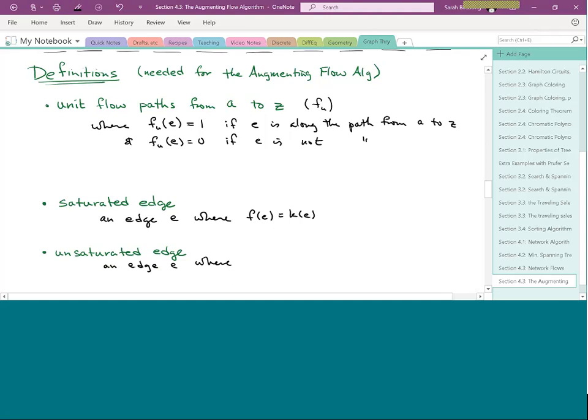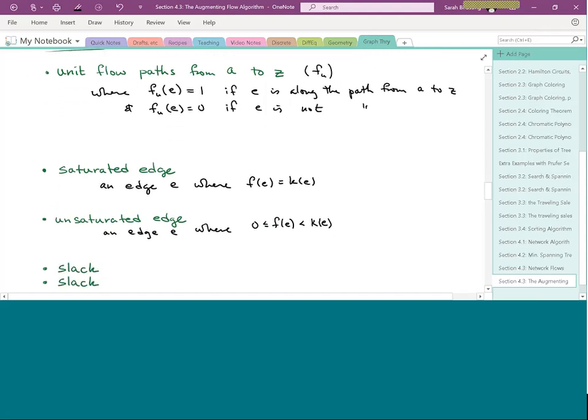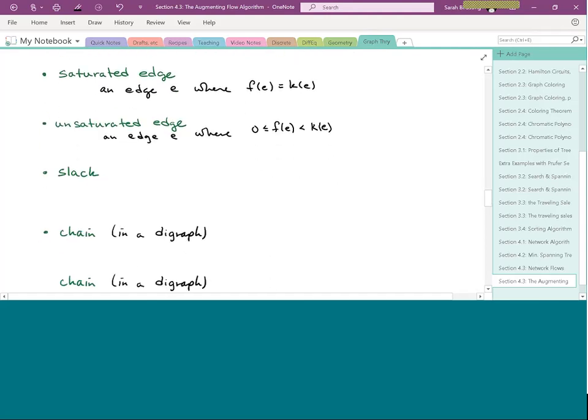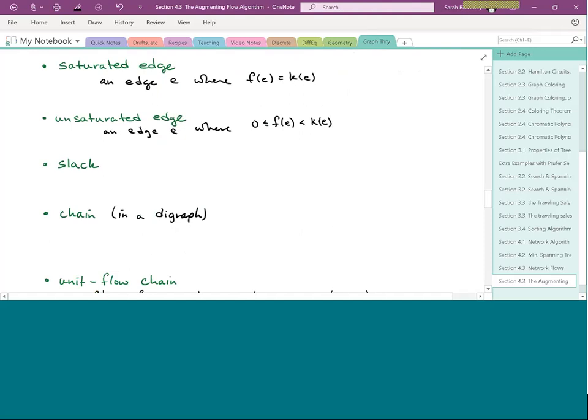Yeah, you still have extra stuff that you could push through that edge. It can be where the flow is zero along the edge, and that does happen a lot. But the main thing is you're just not at full capacity yet. Now, when you talk about unsaturated edges, you talk about their slack. Slack is specifically how much extra you could push through an edge.